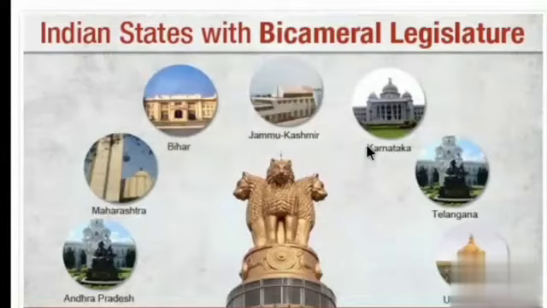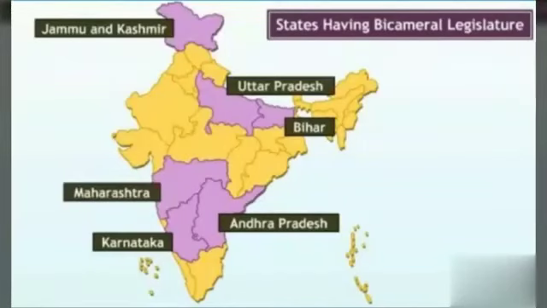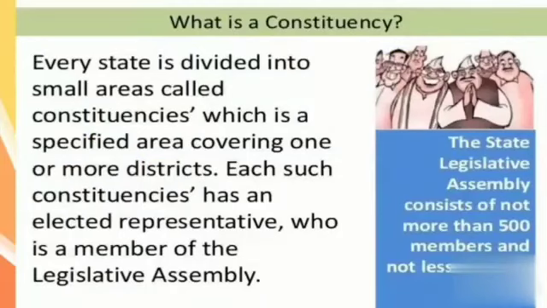Indian states with a bicameral legislature. At present in India, 7 states follow the bicameral legislature: Andhra Pradesh, Maharashtra, Bihar, Jammu and Kashmir, Karnataka and Telangana. Another one, Uttar Pradesh. 7 states with the bicameral legislature. See the map and see the bicameral states.